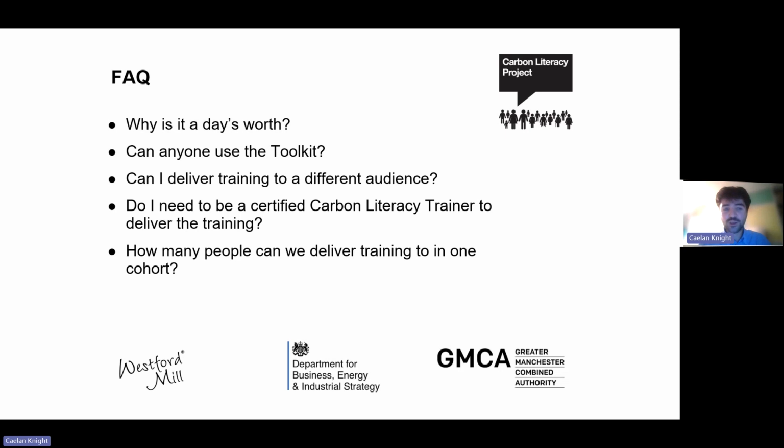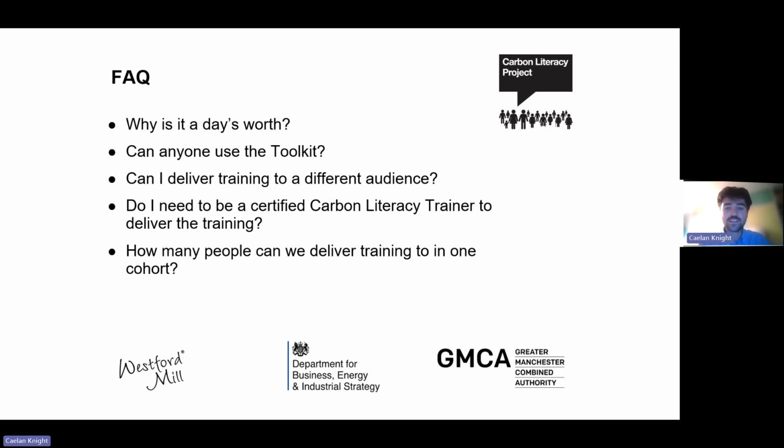So the first question we often get asked is, why is carbon literacy a day's worth of learning? There is a wealth of evidence which proves that carbon literacy training changes people's behaviour and enables and motivates them to take action on climate change. Time is needed for learners to understand the scale of the challenge in the first half of the course, before then moving on to learning about the specific and significant actions they can take in the second half.